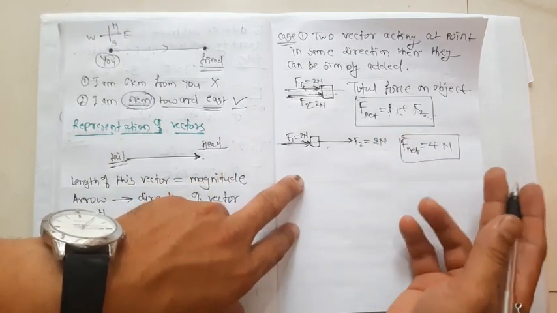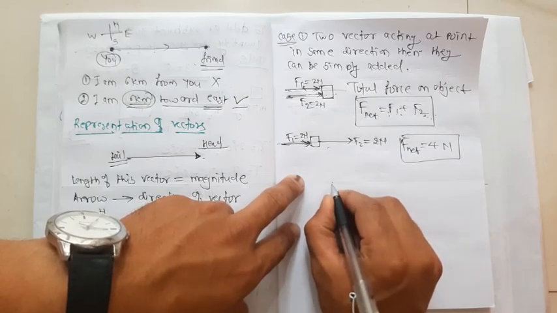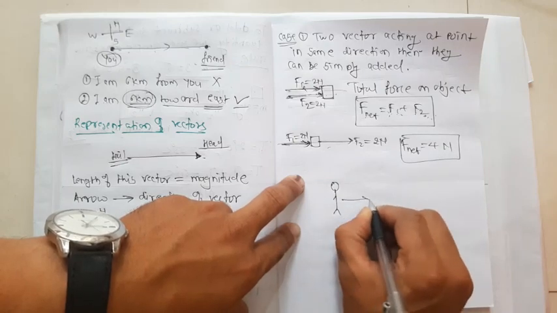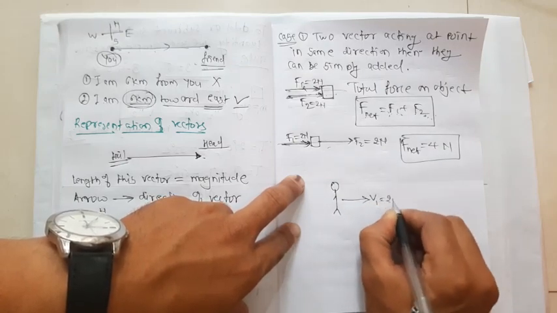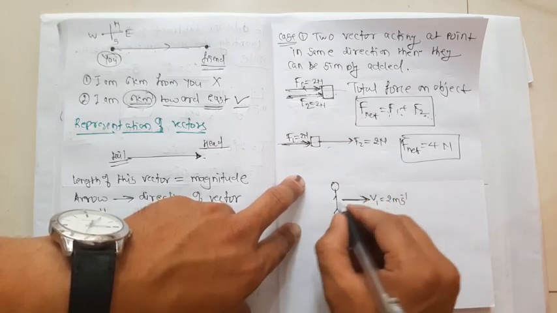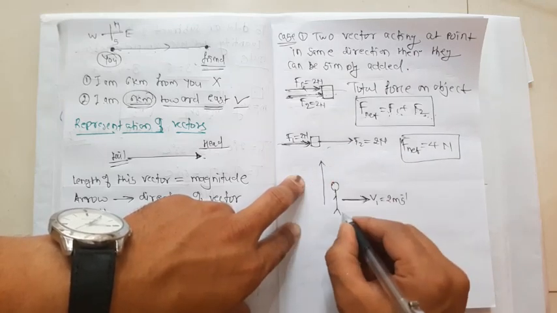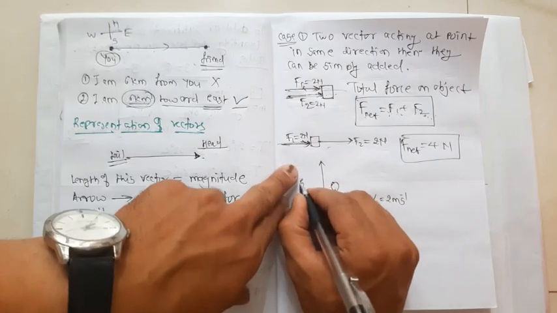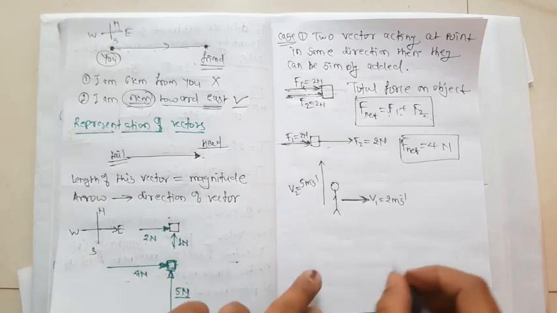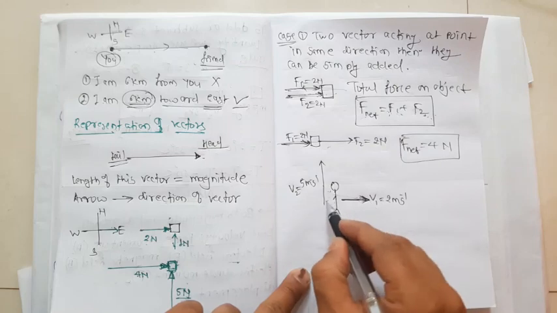Now it may be anything, not only force. Suppose this is a person and he is moving with velocity, so I will say v1 is equal to 2 meter per second in this direction, and wind is blowing from here to here, that means upward direction, with the speed of 5 meter per second, that is v2. In this case both are not in the same direction, because one is pointing in this direction, another is pointing in this direction.